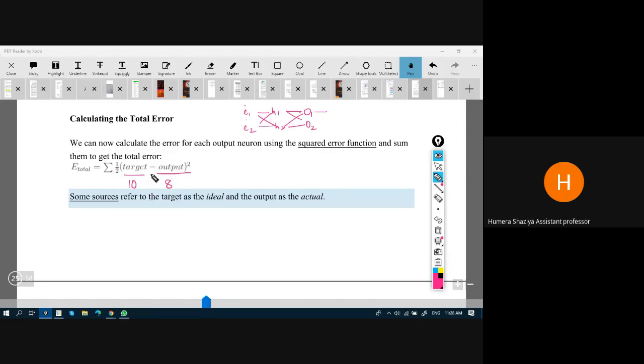And what you have to do, this is an equation to find the total error. You have to sum. Sum means from O1 and O2, both you have to sum. And target minus output, and you do whole square to obtain the total error.